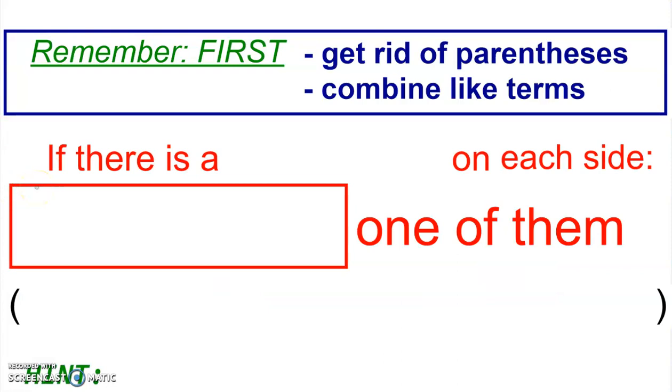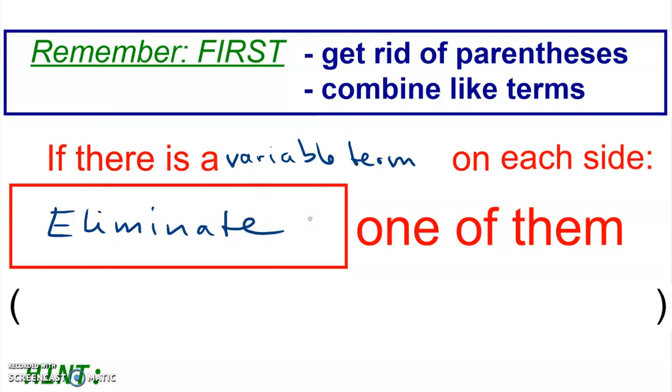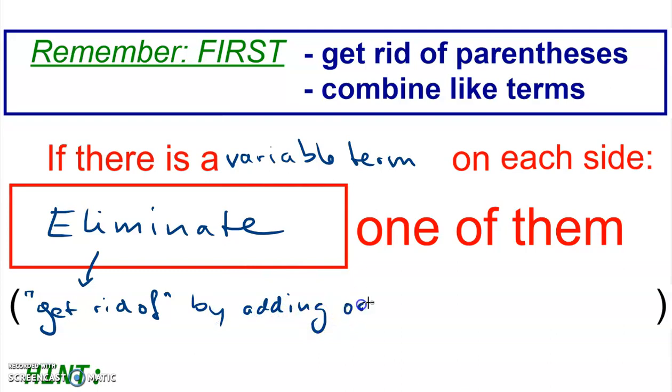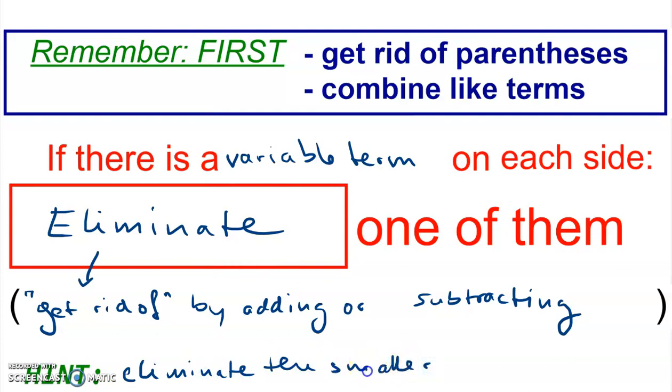So if there is a shark, and our shark represented a variable term here, if there is a variable term on each side of the equation, eliminate one of them. Eliminate means get rid of by adding or subtracting. Now hint, I suggest eliminate the smaller one. That's not always the better option, but it leaves you with a positive variable term.